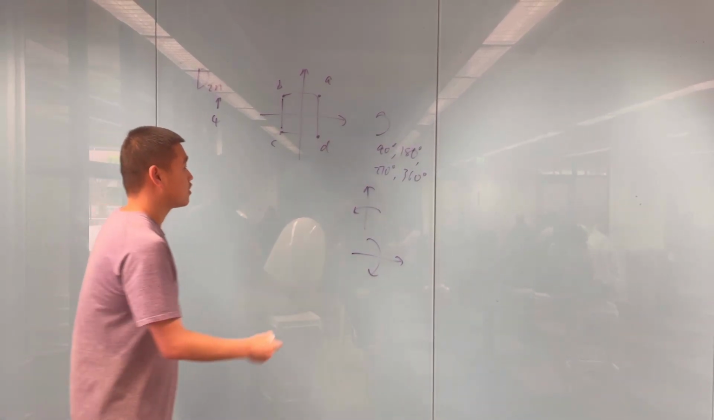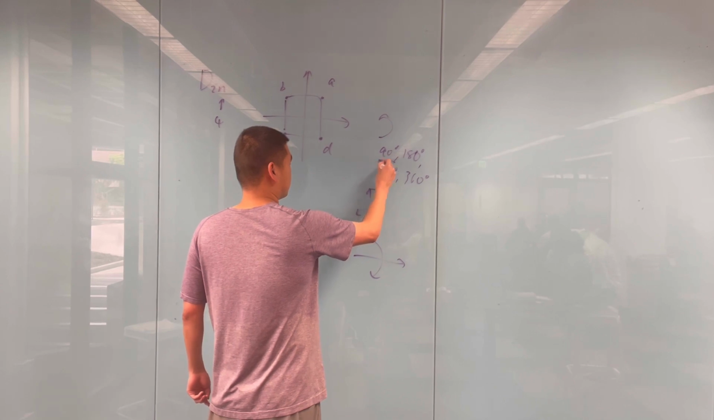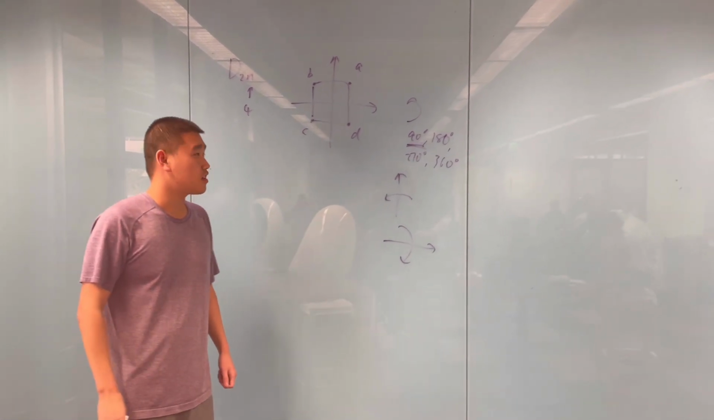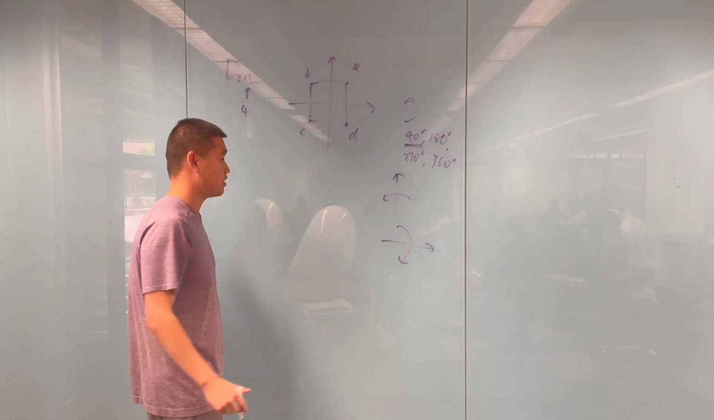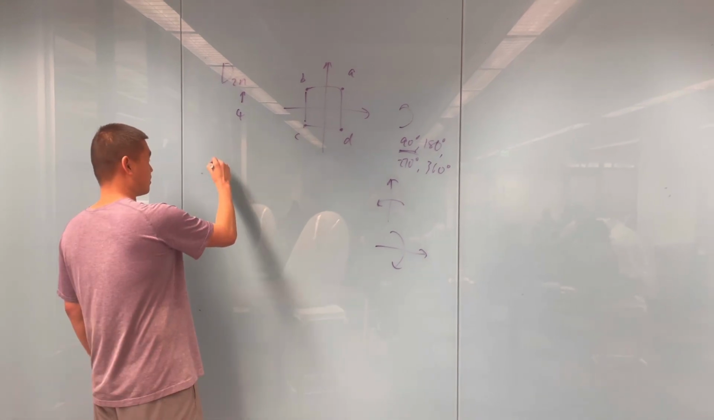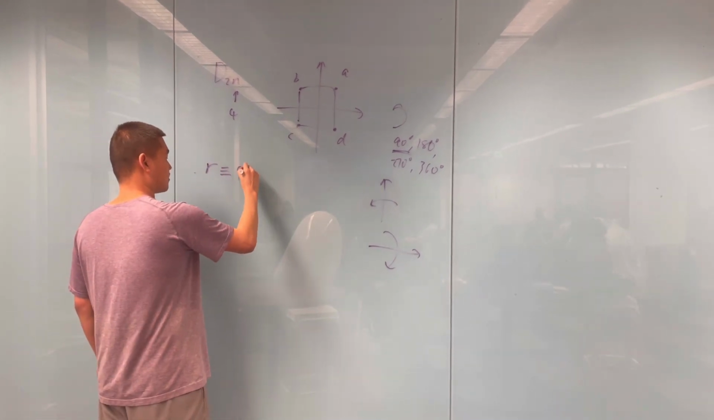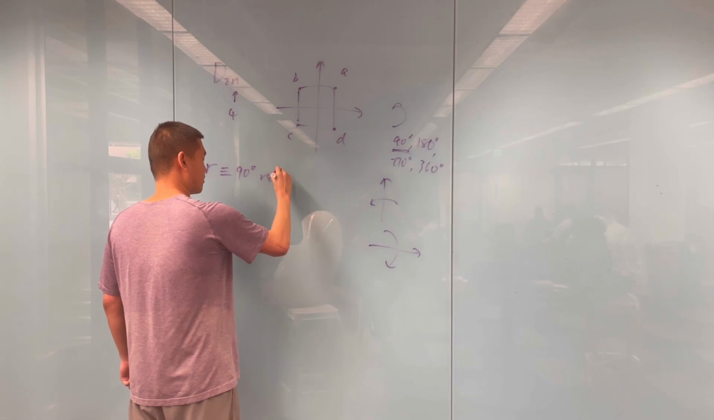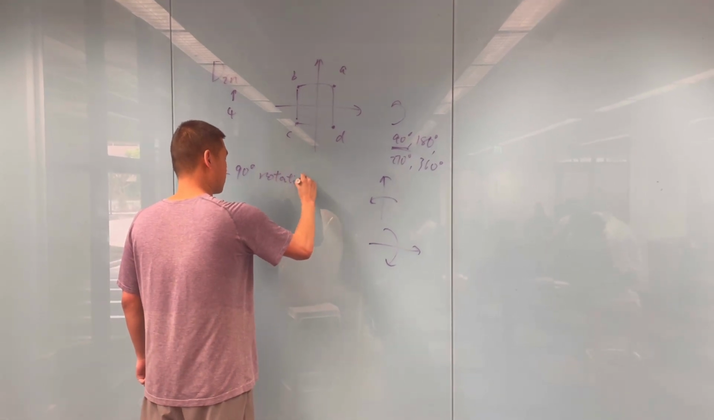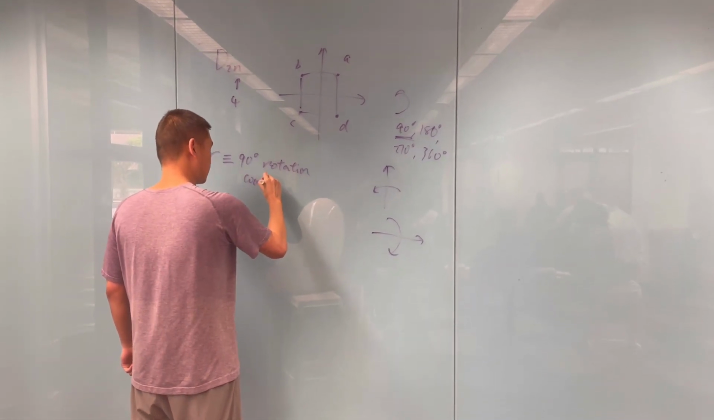And here, we'll denote a 90-degree rotation in the counterclockwise direction by r. So r is the same as a 90-degree rotation counterclockwise.